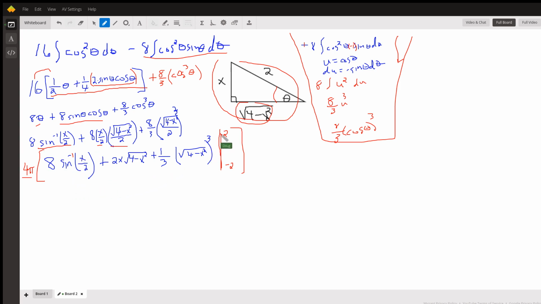Note that when you put 2 and -2 into these last two terms, they become 0, both of them. So it's really 4 pi times 8 inverse sine of 1 minus 4 pi times 8 times inverse sine of -1.